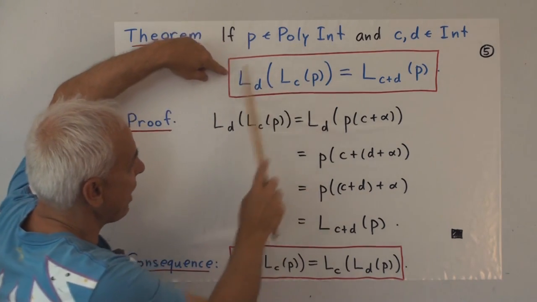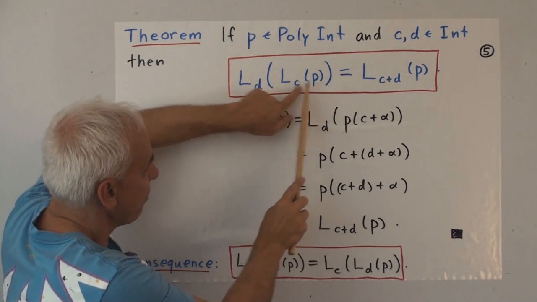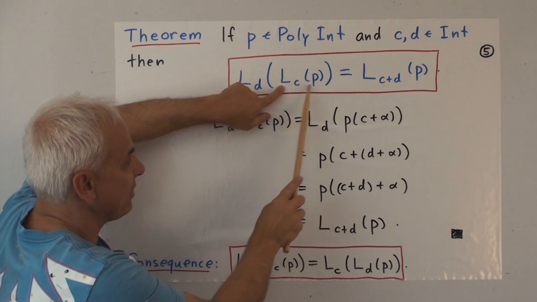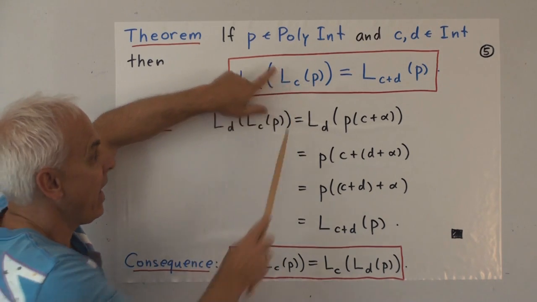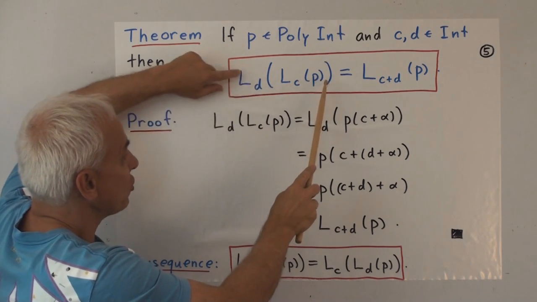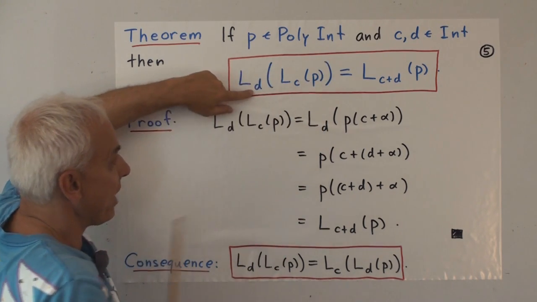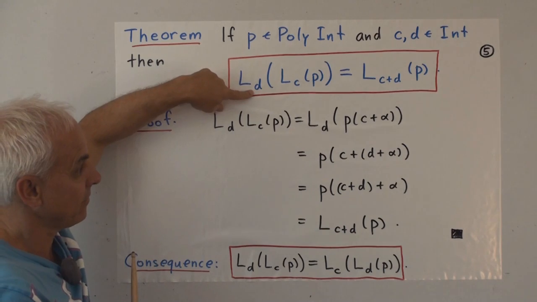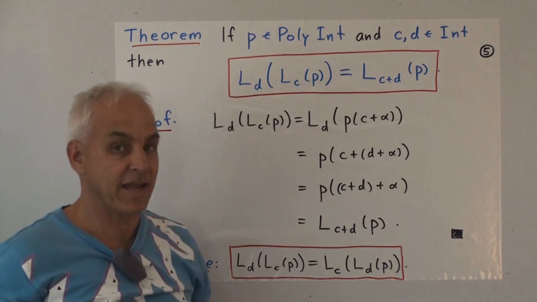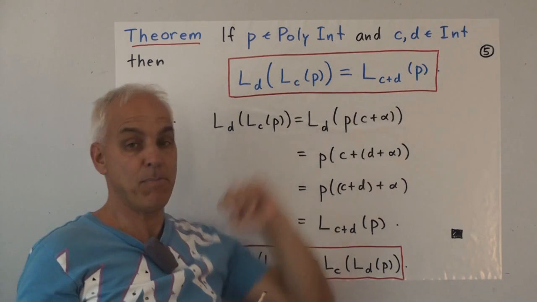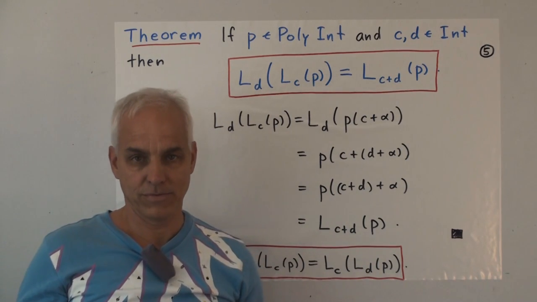So it means that to evaluate this, we start with p, we apply L sub c to p. In other words, we translate p by c. And then once we've gotten that, we translate that whole thing by d. And the claim is that doing that is the same thing as translating p by c plus d all in one go.